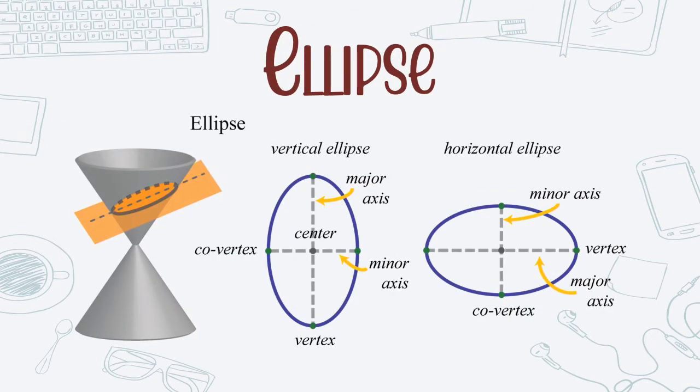So if a parabola can either face upward, downward, to the right, or to the left, an ellipse can also be vertical or horizontal, depending on the orientation of its major axis. If its major axis is vertical, then the ellipse is vertical. If its major axis is horizontal, then the ellipse is horizontal. So those are the two orientations of ellipse.